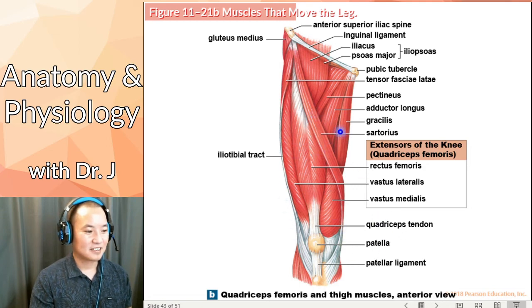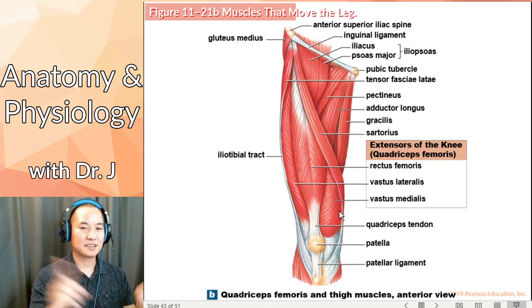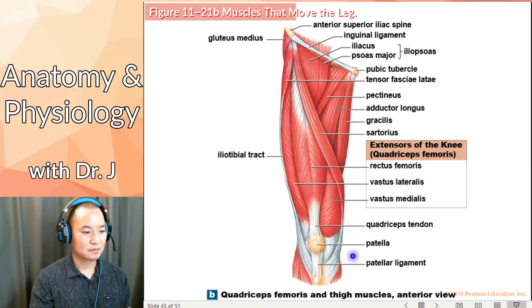So what we have here are the muscles that move your leg, and these are your quadriceps. So what you have here is your rectus femoris, that big one right here, and vastus lateralis, and vastus medialis. So they're vast, they're big, but one's more lateral to the side, one's more medial. We're looking at the right leg, so this would be the midline of the body. The medialis is toward the midline, lateralis is away.